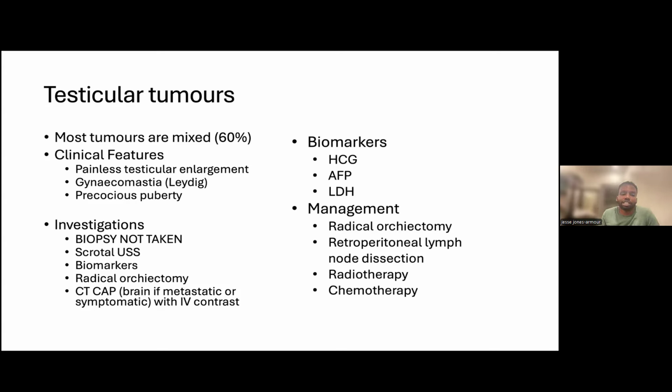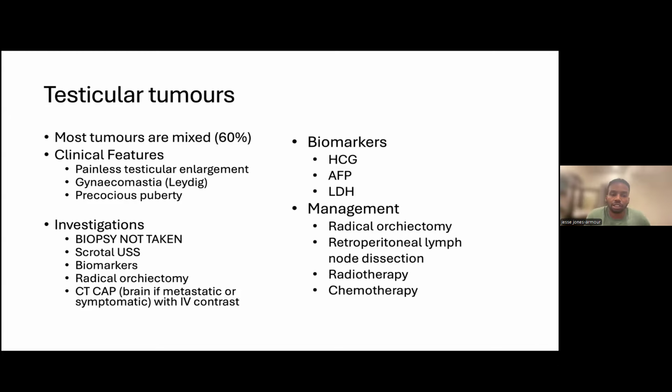There are different investigations that we do for this. Of note, we do not do biopsies because if you remember from your embryology, the testes descend from the abdomen and have a different lymphatic drainage than the scrotum. So if you were to use a needle to take a biopsy, then you'd actually be seeding the scrotum and you'd have to do an excisional biopsy of the scrotum as well.